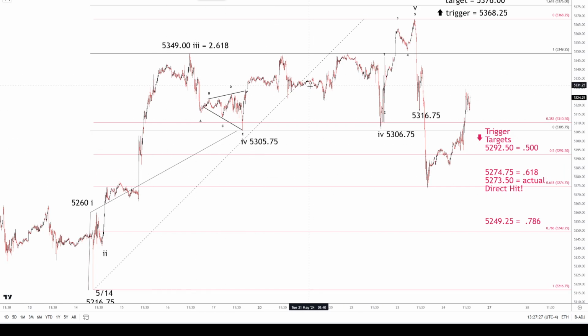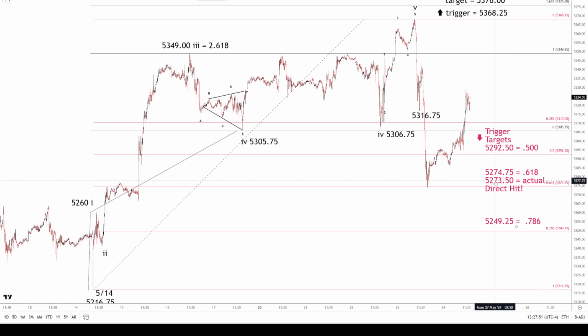Okay. Anyway, the 4 could either be here, and there's another 4 here. That's within a point of each other. This could be 3, and you can count all of this as 4 down to the 5306. Then we had that 5 wave advance. We put out a report. We have an upside trigger and a limited upside target, and a downside trigger and further downside targets.